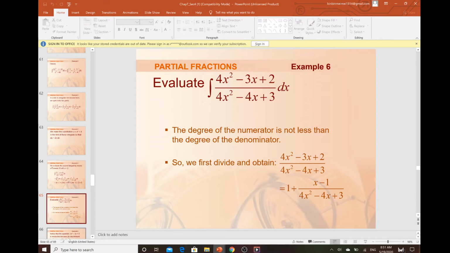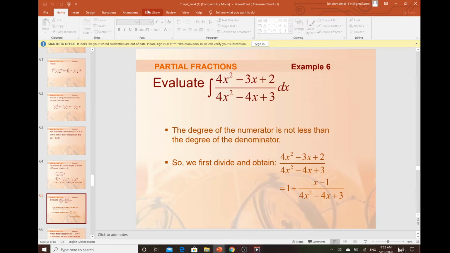And here's the continuation with section 7.4, integration by partial fractions. So now we get into more complicated examples. Let's say that we do have this type of integrand. It's the same power, top and bottom. So what we can do first is start with the long division process. The degree of the numerator is not less than the degree of the denominator, so we perform the long division. And then we come up with 1 plus (x minus 1) over (4x squared minus 4x plus 3).